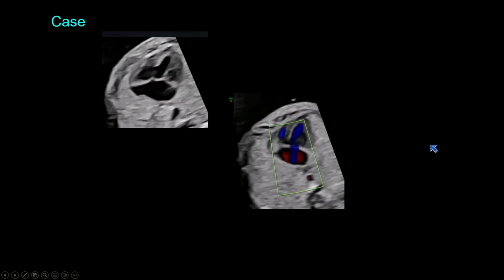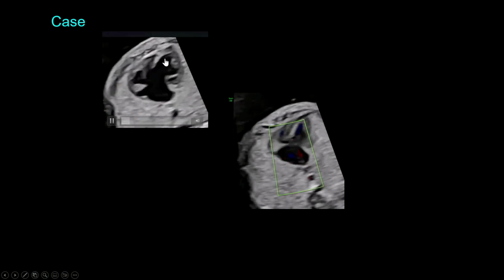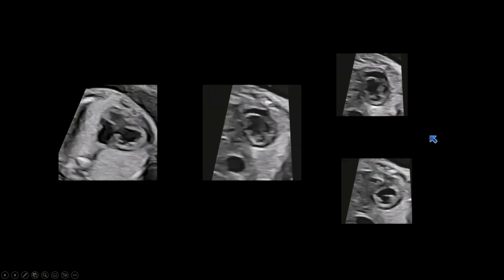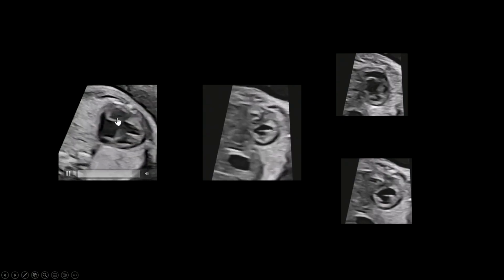Here the left ventricle is dominant. The right gets almost no flow compared to the left ventricle. Again, in the short axis view, or this four-chamber view, you see that there is some attachment of the common AV valve to the crest of the ventricular septum, but there's clearly a very small right ventricle.